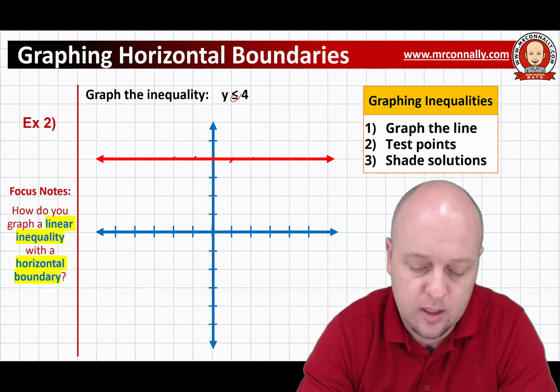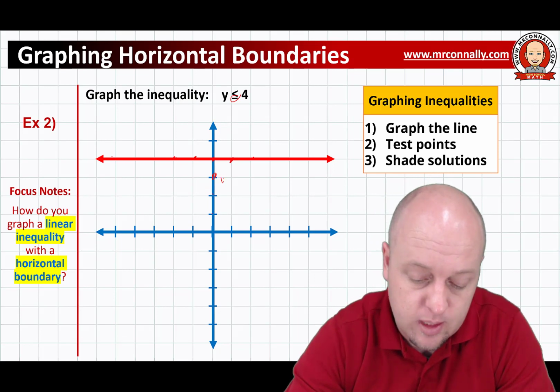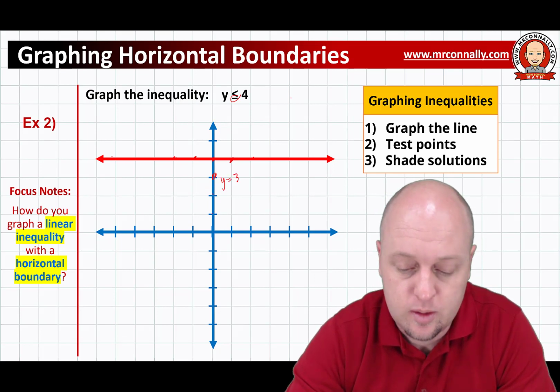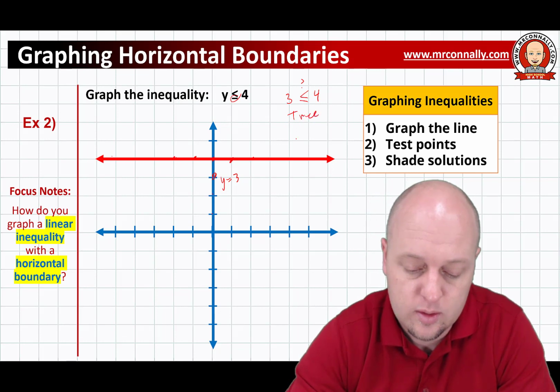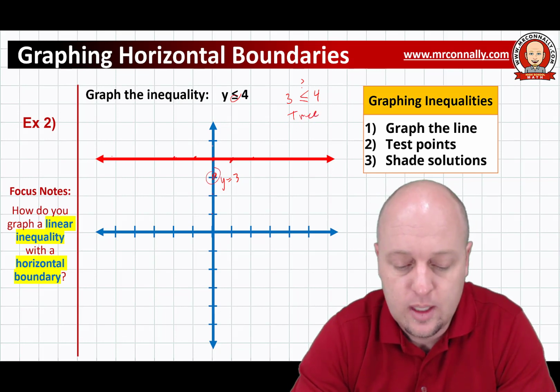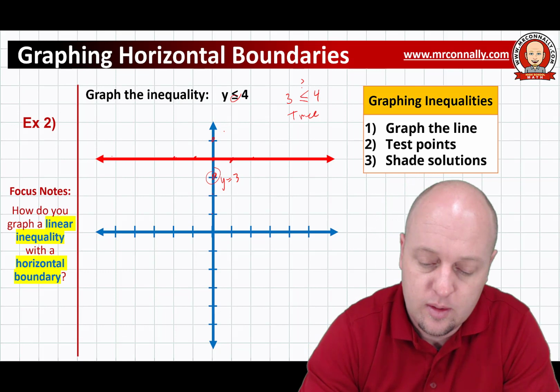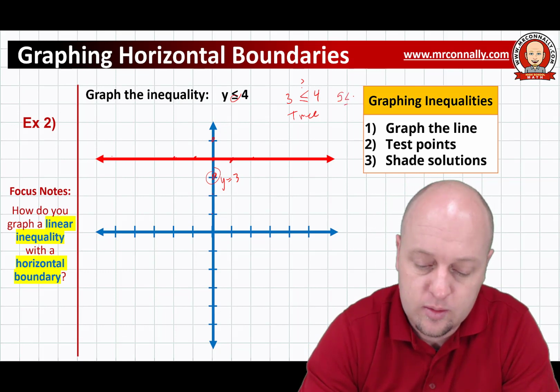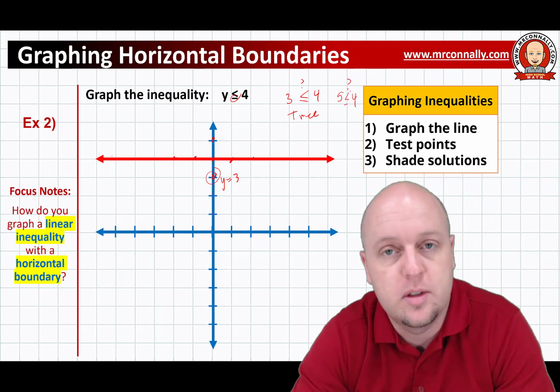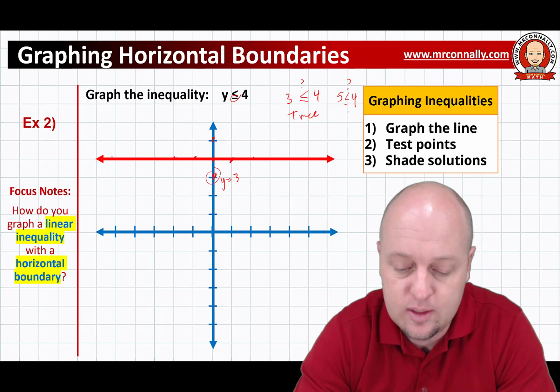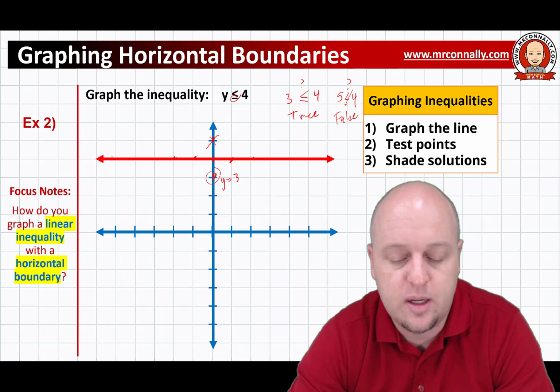Okay, so 4 is a possibility. What about 3, where y equals 3? So we'll say 3, is it less than or equal to 4? 3 is less than 4, so that's true. So that's a possible answer. Now what about 5? Is 5 less than or equal to 4? We'll substitute that point in. No, 5 is not. This is false. Since it's false, that's not a possible answer.